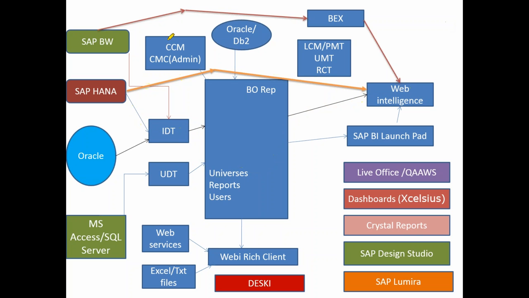Clear? In our training, I'm going to explain universe designing on top of SAP HANA, BW, Oracle, Microsoft Access and SQL Server databases. These are the different sources we are going to use to develop reports. Also we are going to discuss how to create a Web Intelligence Rich Client report. These are the client tools, I mean the desktop-based tools. We'll see how to create reports on top of universes using the rich client tool, and also how to develop reports using Excel or text files, or using web services if you have data in web services.